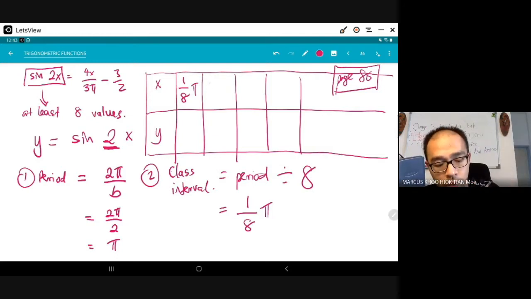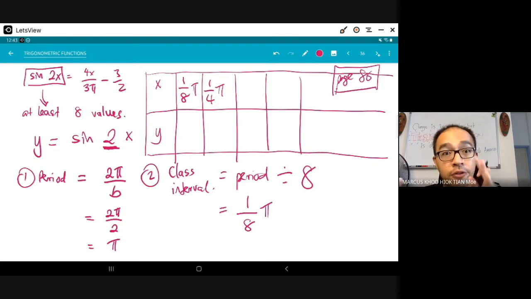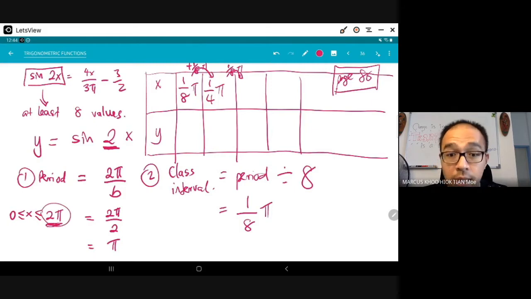So you continue, and you do this until you hit the end of the range. In this question, it asks you to draw the graph from 0 until 2 pi. So that means here, you add 1 over 8 pi, then you add another 1 over 8 pi. Then you keep adding and adding until you reach 2 pi, or until you reach whatever the question asks, depending on the question.